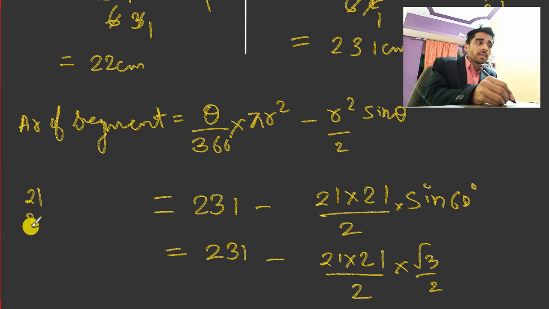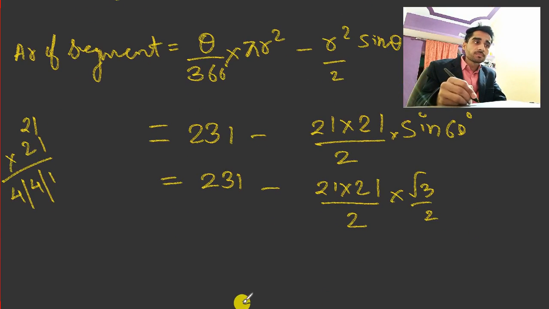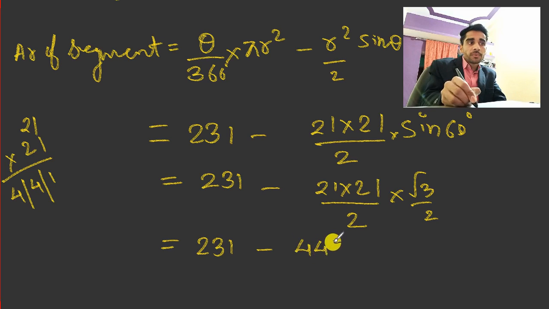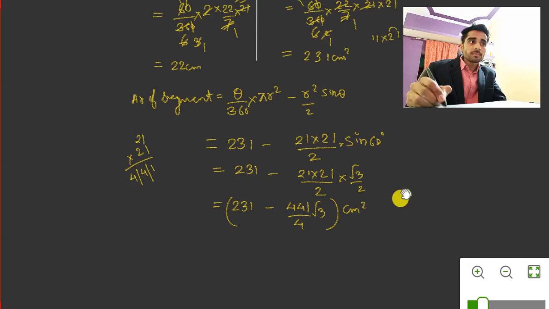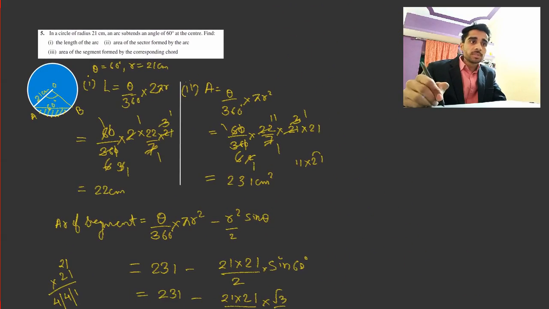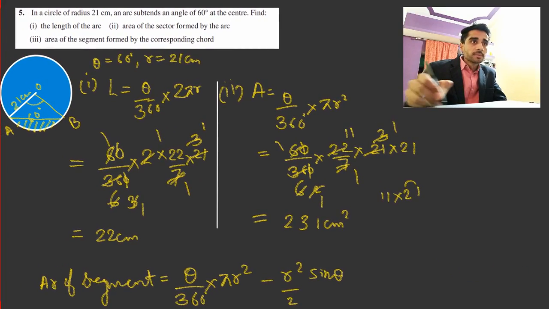21 multiply 21 we can find out with the help of Vedic mathematics. 2 2 ja 4, 2 1 ja 2 1 ja, it will be 4 1 1. So it is 441. 231 minus 441 upon 4 root 3. This will be in centimeter square. Okay, this is the question we have done. Okay, thank you.